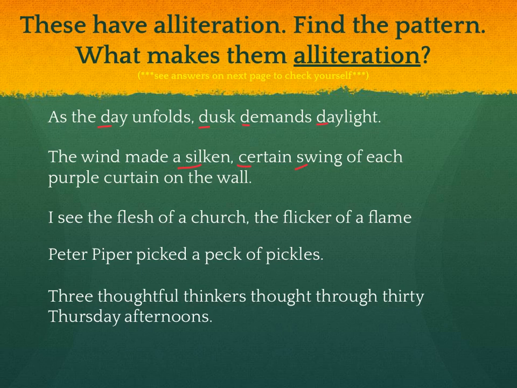Now, what's important about this one is that it is not just a letter that we're listening for. Alliteration is not about a letter. It's actually about a sound, okay? And in this case, this qualifies as alliteration because it's s, s, s. The fact that one of these is a C doesn't make any difference. It is still considered alliteration because it is about a sound, silken, certain swing of each purple curtain.